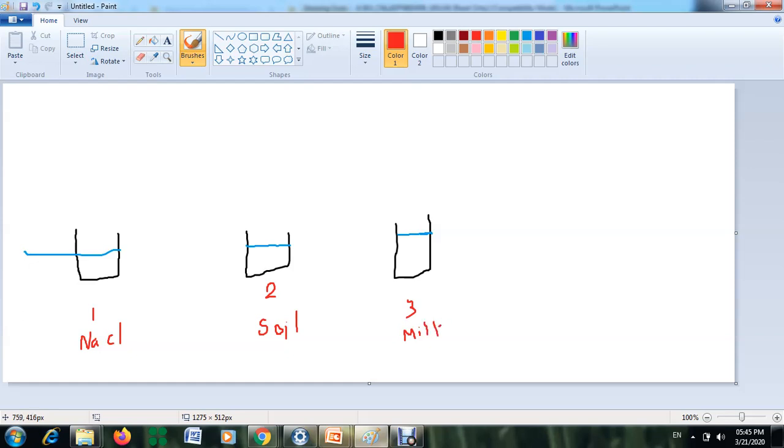Then stir all of them. Stir beaker number 1, beaker number 2, beaker number 3. After that, bring a light or flashlight. Try to look at each one of them. What's going to happen to the light once you direct the beam of light to it? Then write your observation and your result.